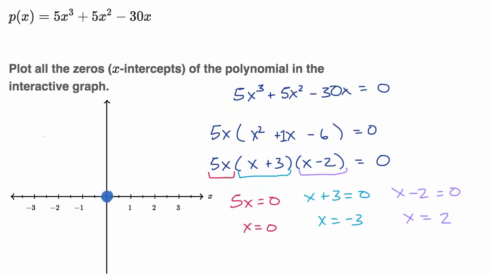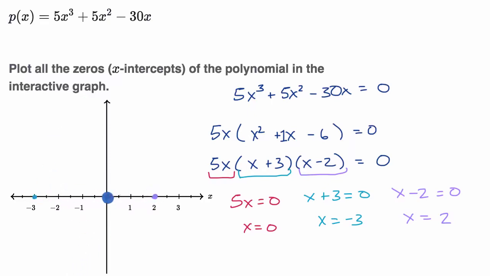So we have one at x equals 0. We have one at x equals negative 3. We have one at x equals 2. And the reason we're done now with this exercise, if you're doing this on Khan Academy, is you would have just clicked in these three places.